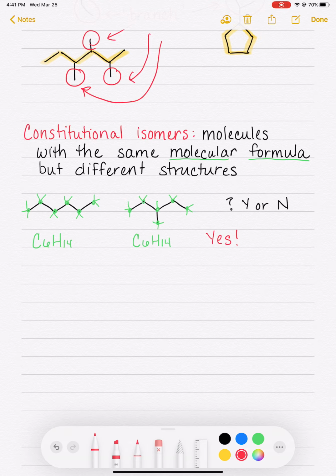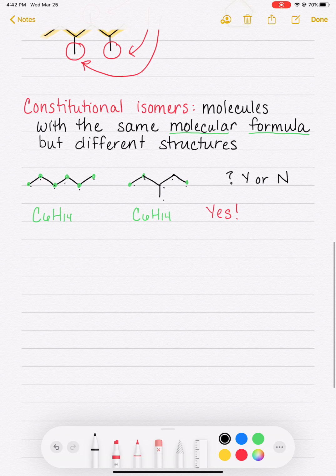Let's take a look. What exactly am I talking about when I say that they have different structures? I'm going to erase these marks to make it easier to see them. Different structures, it's referring to how the atoms are arranged in the molecule. So for the molecule on the left, the arrangement is 1, 2, 3, 4, 5, 6 carbon atoms in a row. The molecule on the right, the arrangement is 1, 2, 3, 4, 5 carbon atoms with a branch. So those are two different structures, two different ways that the atoms are arranged. And yes, they are constitutional isomers.